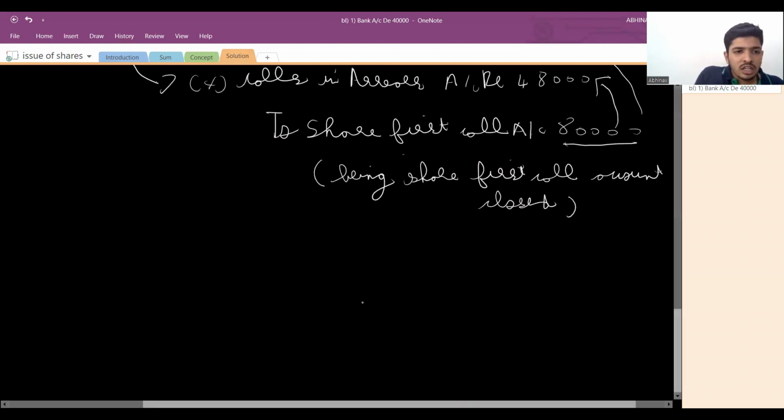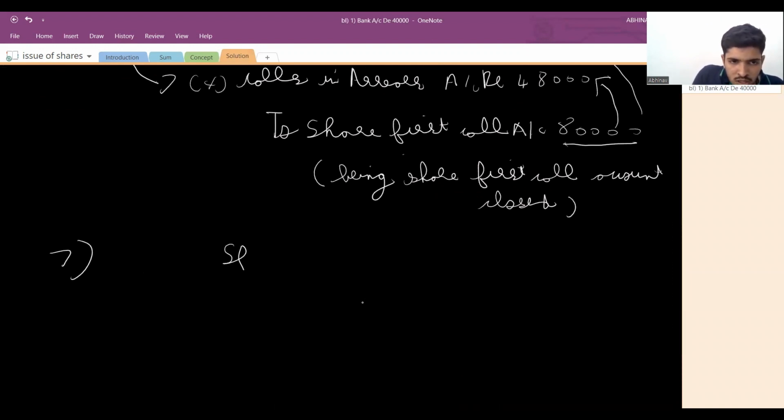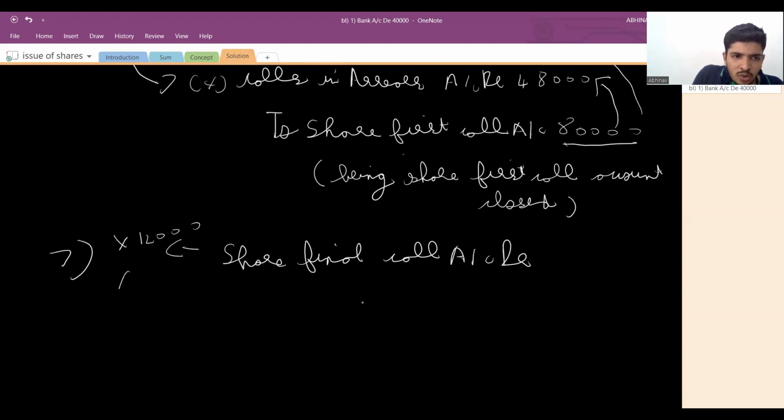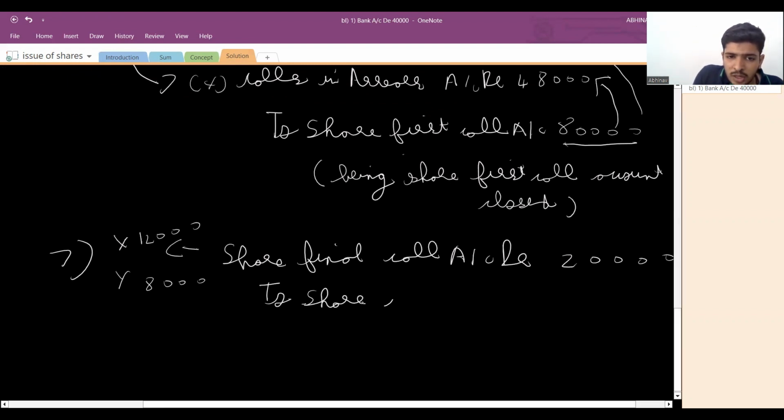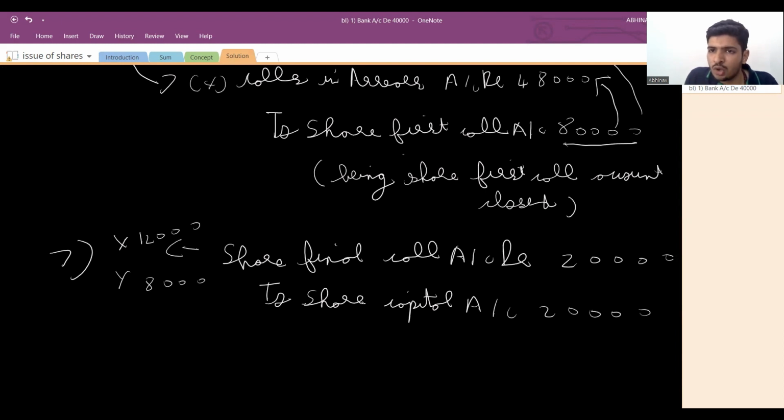Now, let's start the seventh entry. Share final call account debited. And again, in the share final call register, X and Y will be written separately. So for conceptual clarity, X 12,000 needs to be paid, Y 8,000 needs to be paid, 20,000 in total. To make due, the company wants to increase the share capital by 20,000. For that, the company is making X and Y due by 20,000 rupees. Since it can't write X and Y's names separately, it's writing share final call account for the totality of the due amount. And in the share final call register, it mentions how much X should pay, how much Y should pay.